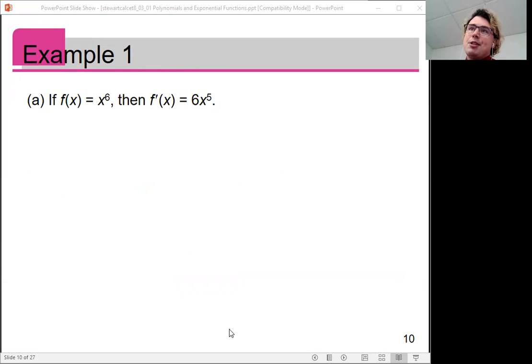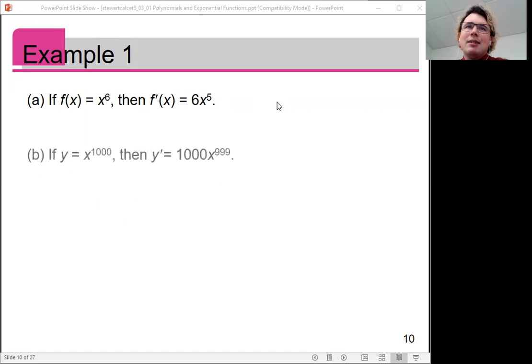Let's use this though. We have this rule, let's try it out, break it in. Let's say I have the function f of x equals x to the 6th power, then my derivative is going to be f prime of x is 6x to the 5th power. See, this isn't too bad at all. I did not have to use limits because I know the rule.